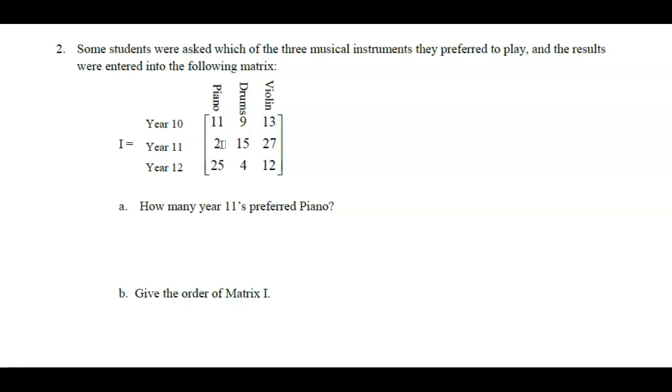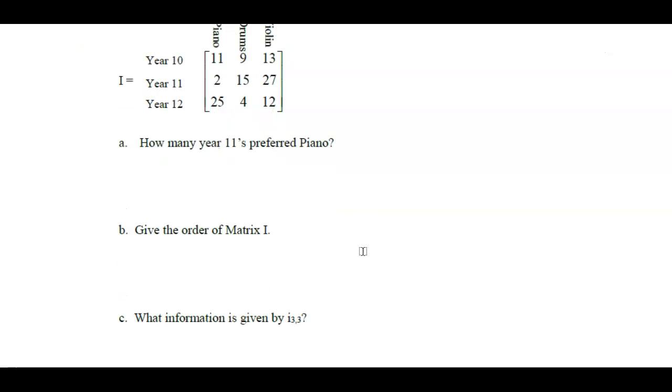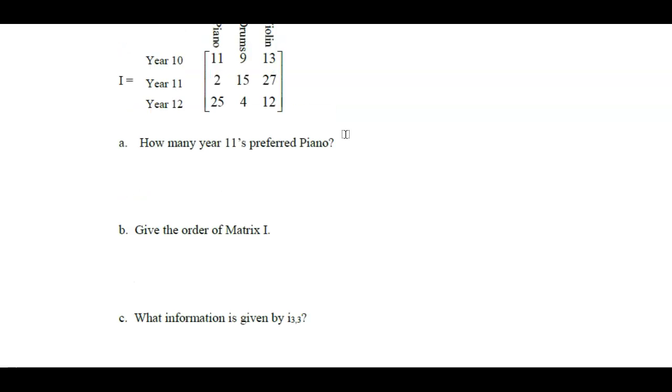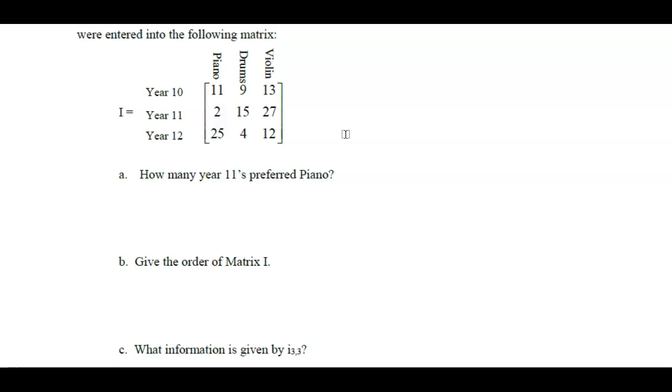Give the order of matrix I. It is a 3 by 3: 3 rows, 3 columns. What information is given to us by I3,3? You can see the lowercase i because the matrix is a capital I. The letter doesn't really matter; you'll see all different letters used. This is probably I because we're dealing with instruments. So 3,3 is this 12 here, which represents the number of students in year 12 who play violin.